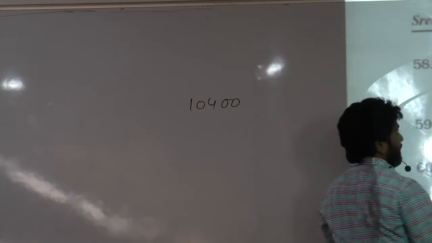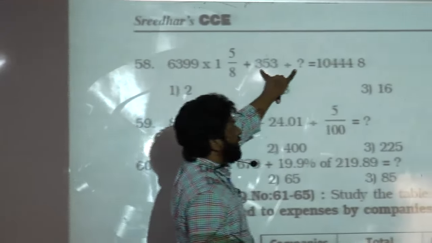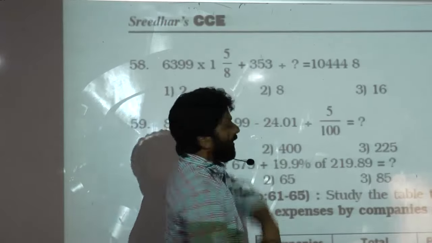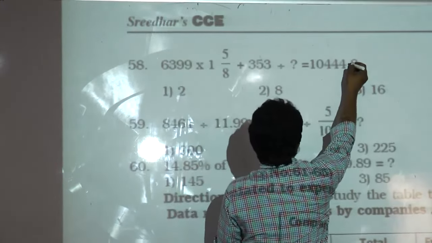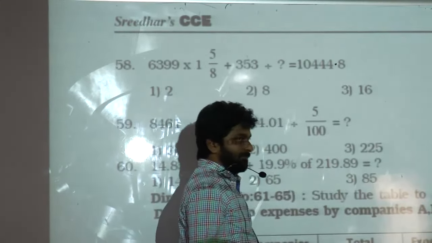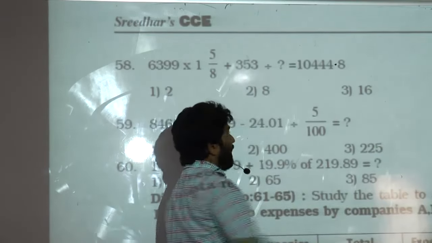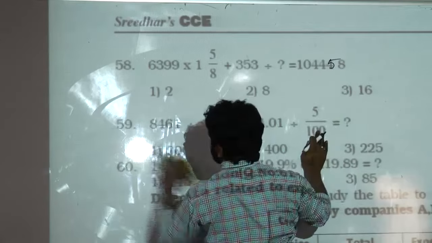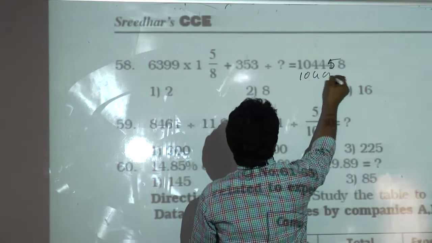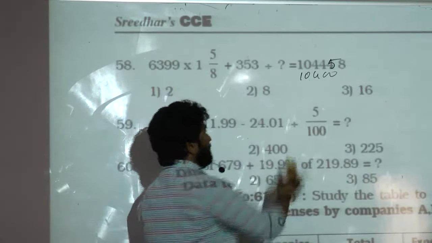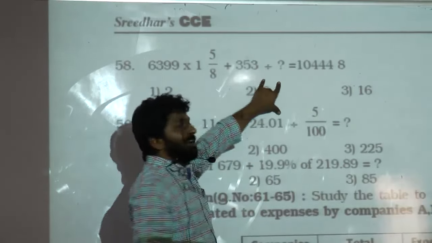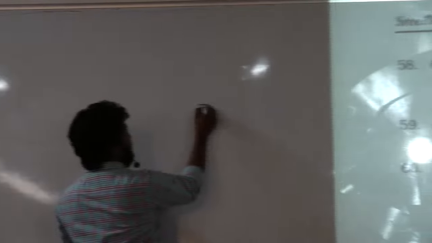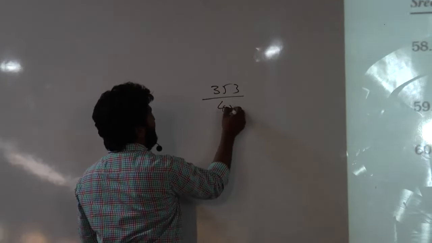This is over. Plus 353 divided by something. Take this 10,400 to the right hand side. Hope so, this is 10,448. I will treat this as 10,445. From this subtract 10,400. What will you get? 45. So 353 divided by x is equal to 45, they said. X will be equal to 353 divided by 45.